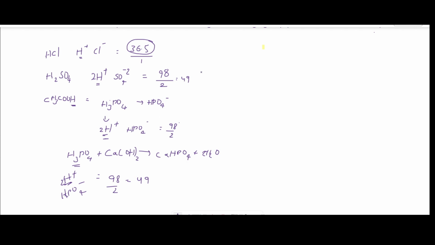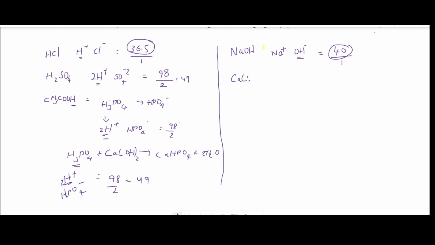If you are calculating for a base, take any simple base, NaOH. It will dissociate into Na plus and OH minus, right? What is the equivalent mass formula? Molecular mass by number of replaceable OH minus ions. 40 divided by how many OH minus do we have? Only one. So for NaOH, it is the same.